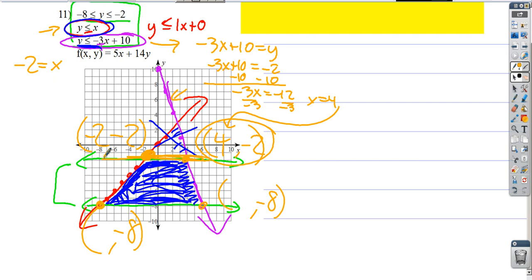Down here, the purple line, same reasoning. Now I would plug in negative 8 to this equation, and when you do that, you end up with x equaling 6. You can't really see it because it's a mess, but x is 6 right there. And then same thing, if you plug in negative 8 to this equation right here, that means x is negative 8 too.